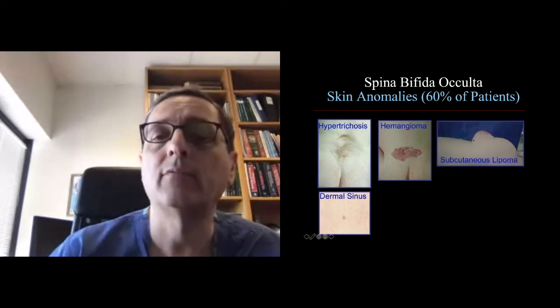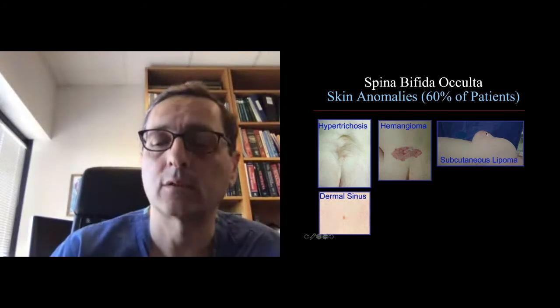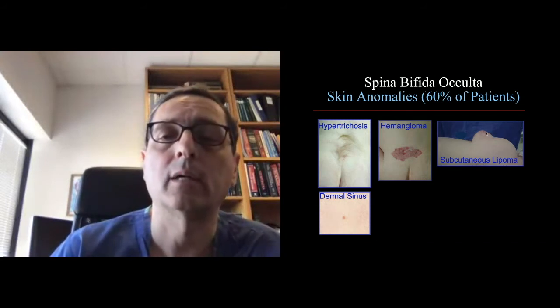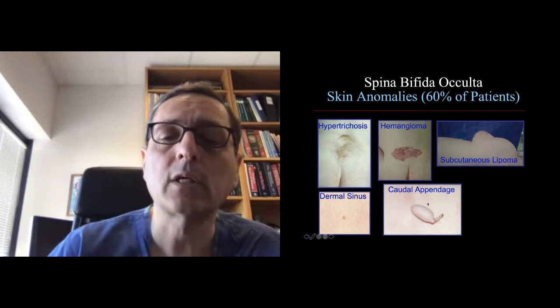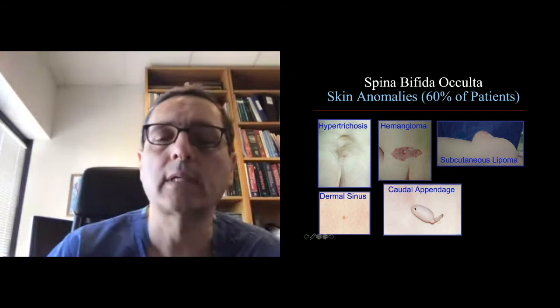You can have a fat mass under the skin, subcutaneous lipoma. And look, in this case, there's also hemangioma lying over it. So these could coexist. You could have more than one skin anomaly. And that's a caudal appendage, or a false tail, if you want, just a protrusion that comes from the middle of the back.